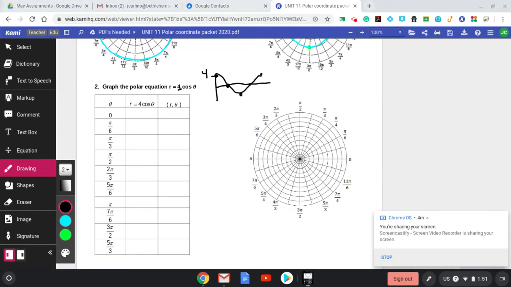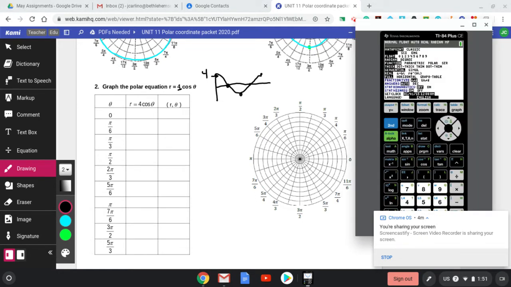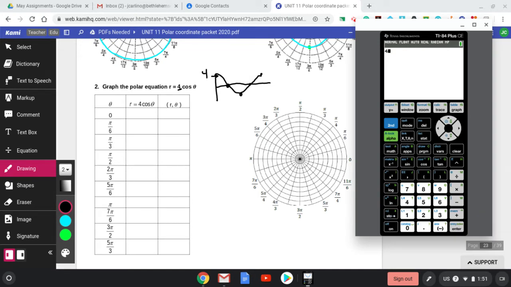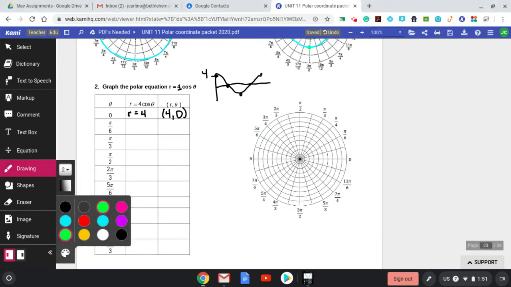So what I need to do first is go to my calculator, make sure it's in radian mode, which it is. Clear it out here. And what I'm going to have to do is 4 times cosine 0, and it's 4. So in this case, the r value is 4. So the point I would plot would be 4, 0. Okay, so I go over to my grid at 0. I'm going to go out 4. 1, 2, 3, 4 right there.